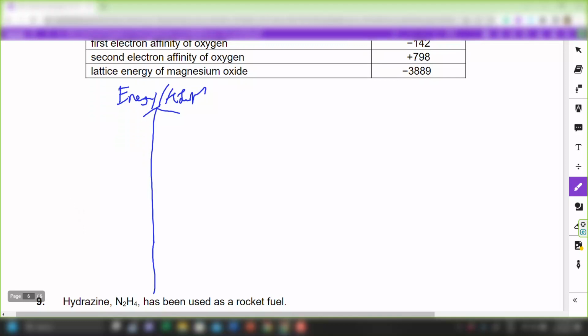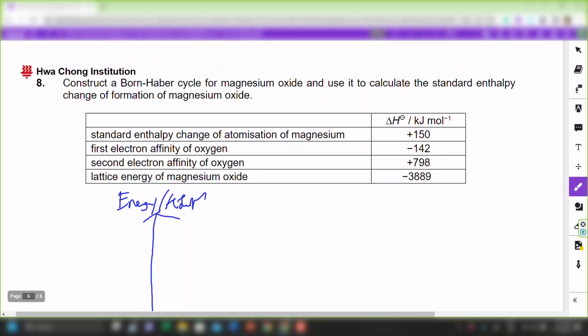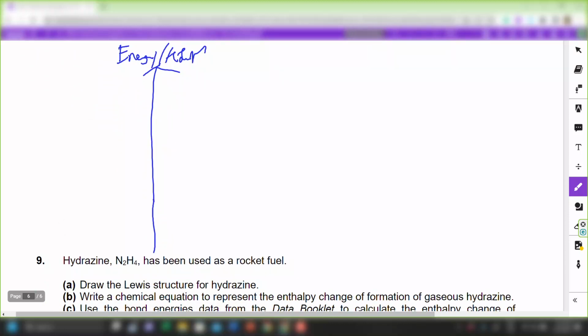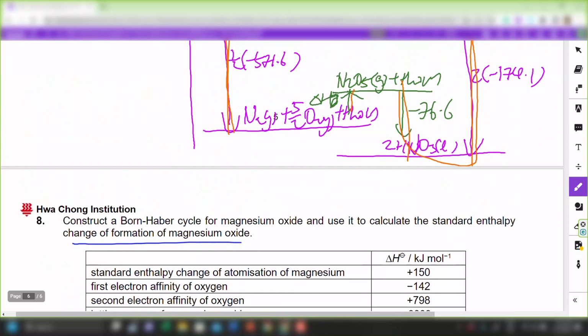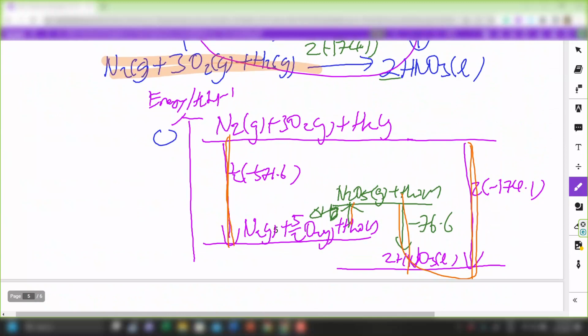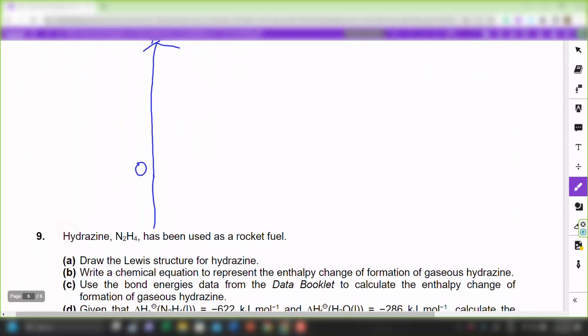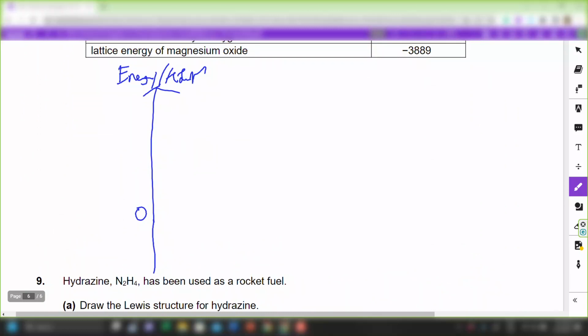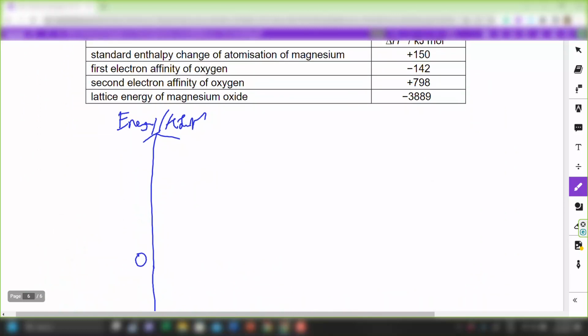First of all, the easiest is, because we need to define the enthalpy change of formation for magnesium oxide, we need to start with a 0 point. Earlier on I forgot to write in the 0, so the 0 should be here. So this is the 0 point. Normally this is a lot more important for the Born-Haber cycle.